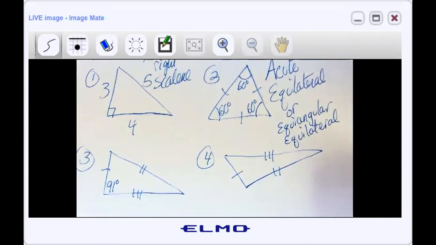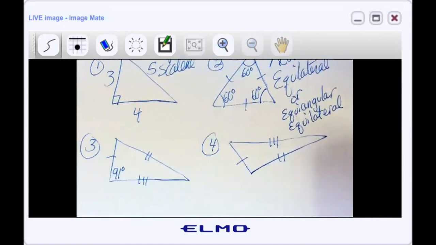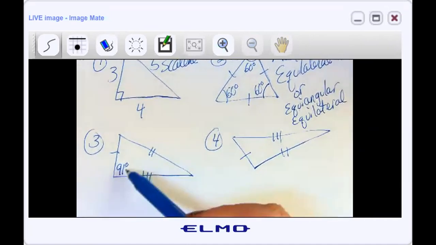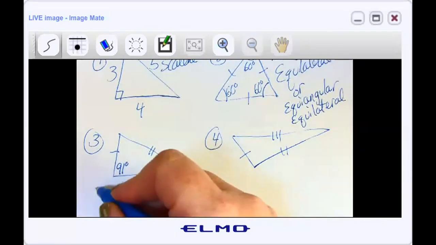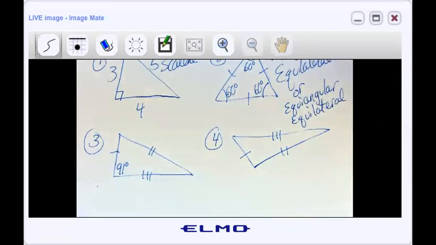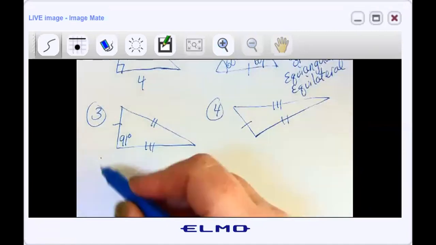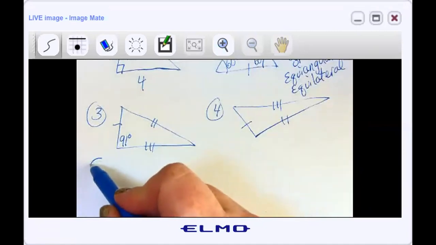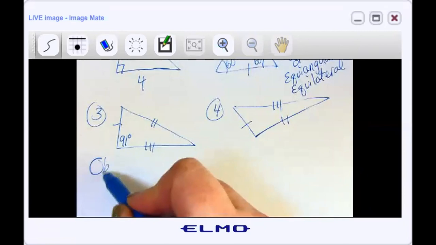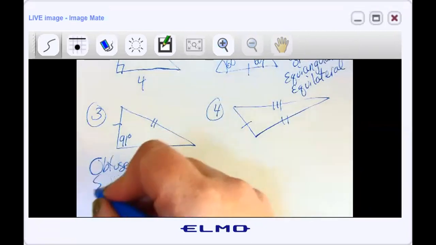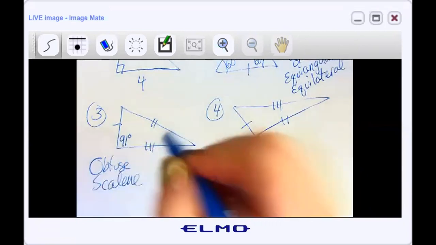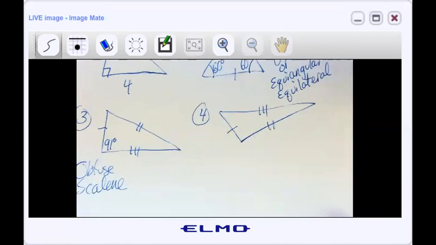All right. Number 3. This thing has a 91-degree angle, so by angle, this would be obtuse. And then based on the markings on the side, it would be scalene. Yep. Perfect. And then this last one.